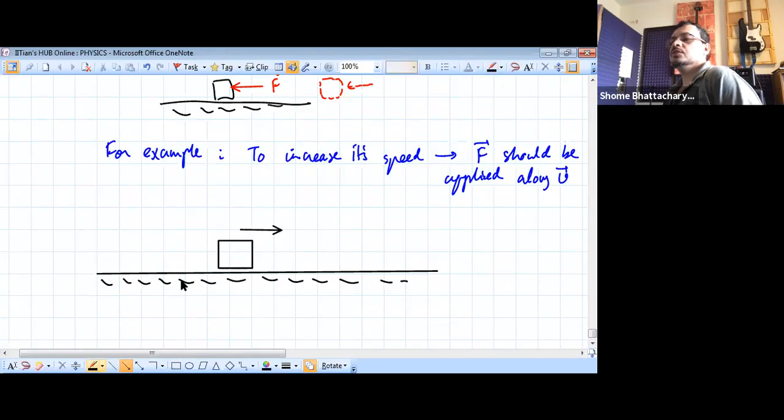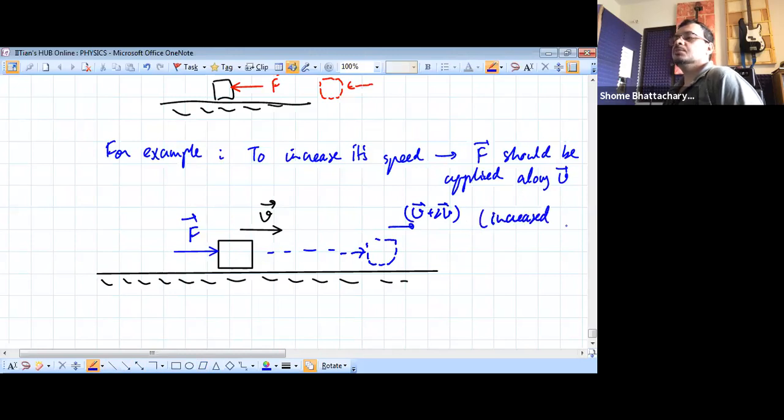So if I want the speed to increase, then I should apply some kind of a force which is along the direction of velocity. Then what I'll see is that after some time, as I'm continuously applying this force, the velocity would have increased to v plus delta. Whereas in the earlier example, I applied force in the opposite direction, so I made it stop.